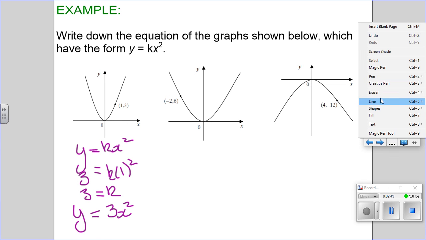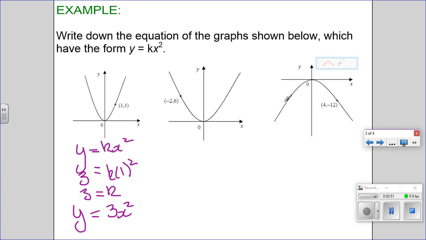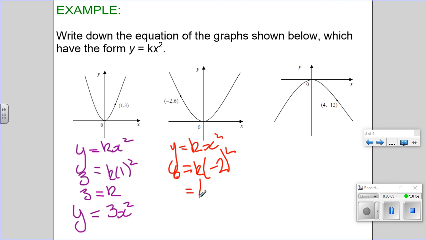Right, let me change the colour of pen for this one so we don't get muddled up. Right, we'll go red this time. So again, y equals kx squared. So this time we're putting in 6, we're getting k, and we're doing -2 squared. Well, -2 squared is 4, so we've got that 4k is 6. So k is going to be 6 over 4, which is 3 over 2. So that means we've got y equal to 3 over 2 x squared.